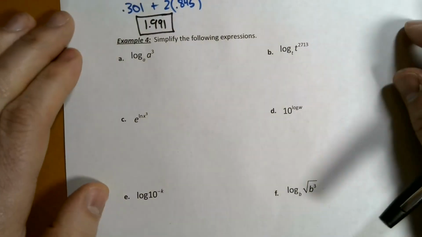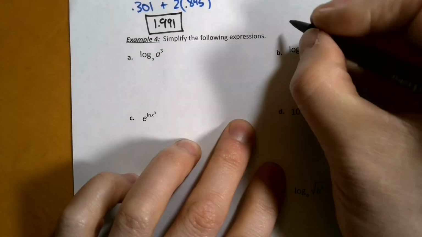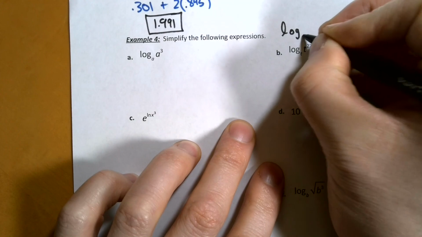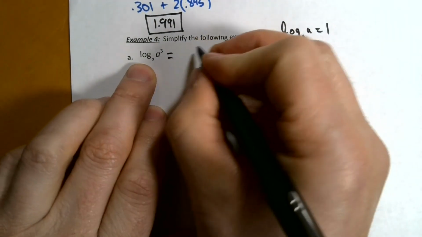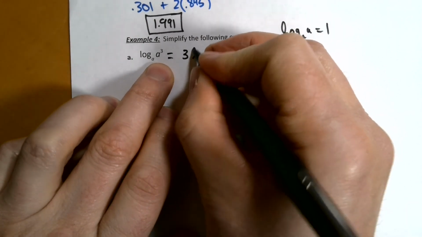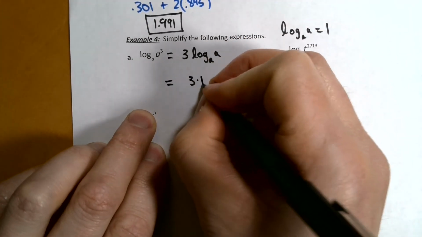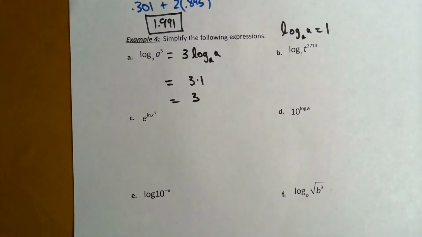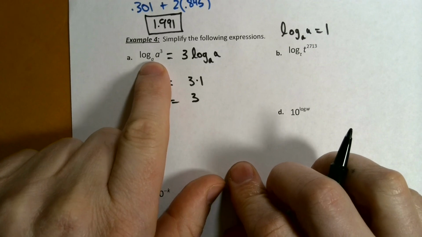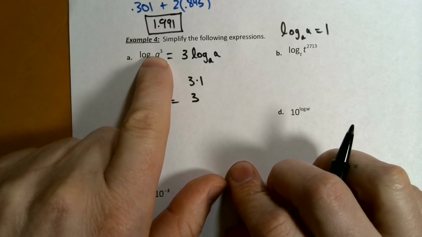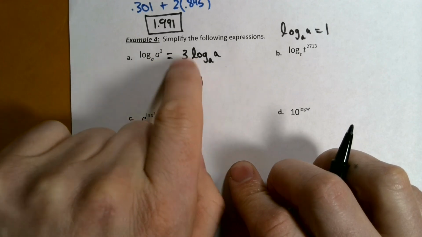Okay, so the last example is noting those special properties. So when I had log base a of a, that was equal to 1. Well, I can extend that. Notice this is the same thing as 3 times log base a of a, which is really just 3 times 1, which is 3. So anytime you have an exponent within a logarithm where the base of the logarithm matches the base of the expression, you just report the exponent.